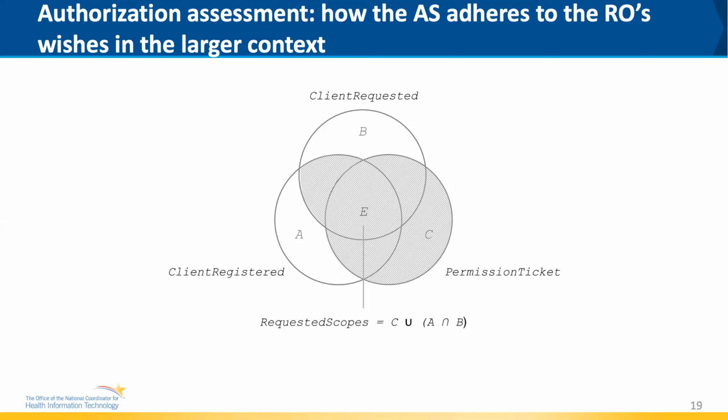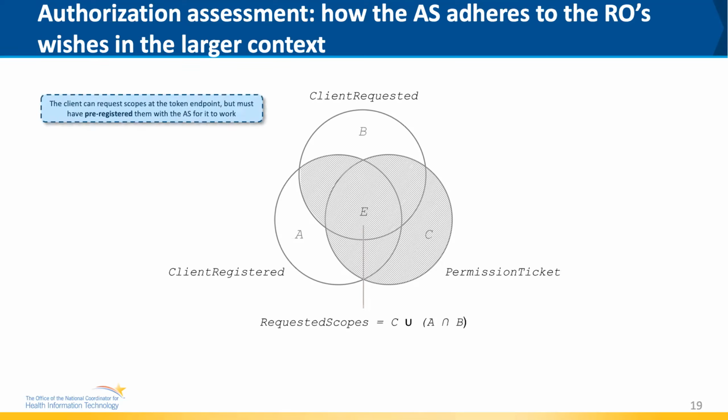And this is how the authorization server adheres to the RO's wishes in the larger context of all of these RSs that may be attached. So we've got this Venn diagram here that is kind of hinting at the process that the authorization server has to go through once it's gotten all the information assembled about the scopes asked for, and it's got a bunch of policy, and a bunch of environmental context.